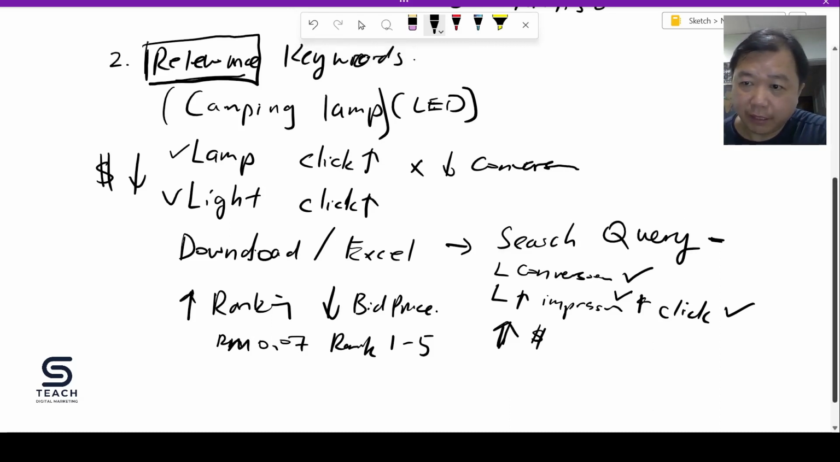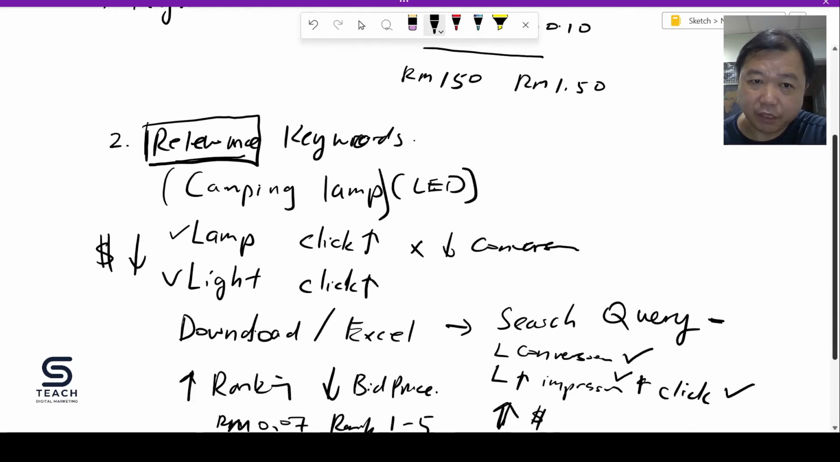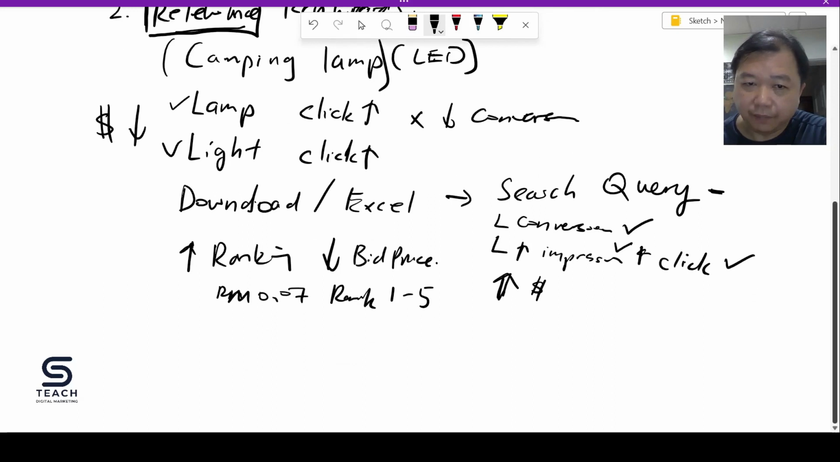So I repeat again, when your ads are very expensive with no sales, number one, you check your keyword bid price. The second thing, make sure your keyword is not too general and your keyword is relevant to your product. Of course, number three is your listing optimization, your listing quality.